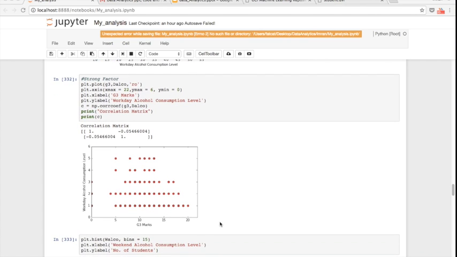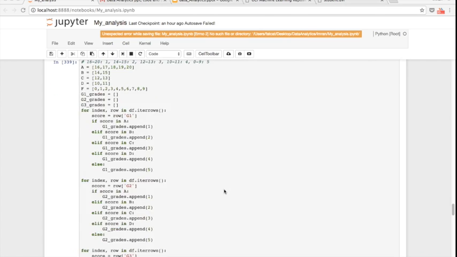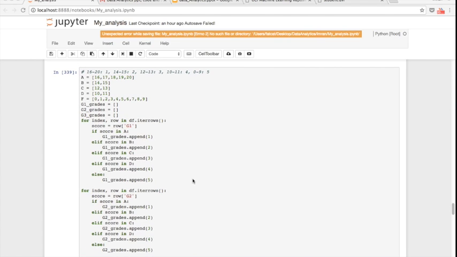Now this is workday alcohol consumption. This was an interesting factor for me. And now over here I divided my scores into 5 classes. From 16 to 20 it was 1 and A grade, 14 to 15 it was B, this is C, D, and this is a fail grade.